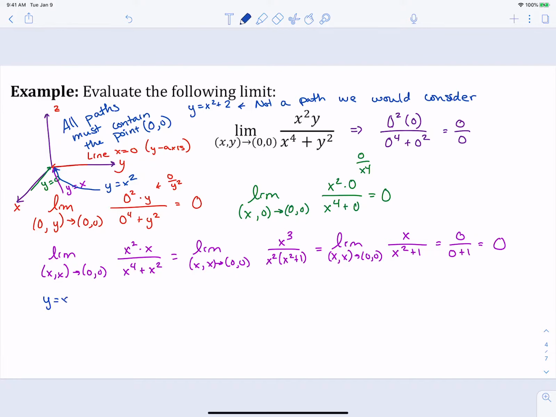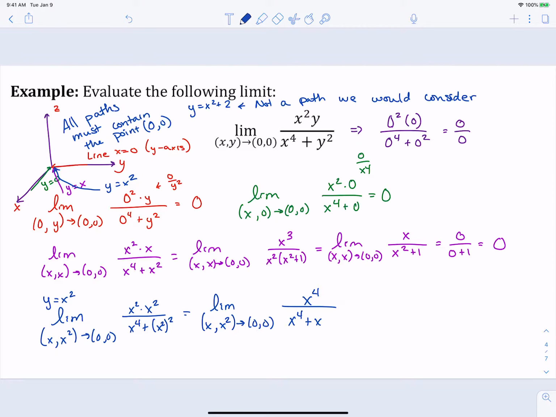So looking at y equals x squared, we can replace y in our ordered pair with x squared. And that's still going to 0, 0. So again, what that does is it changes our y value here. Our y values are now all going to be x squared. So we're going to have x squared on the top times another x squared, x to the fourth, plus x squared being squared. So ooh, how does this simplify? x squared for y is our path, and 0, 0. So we've got x to the fourth over x to the fourth plus x to the fourth.